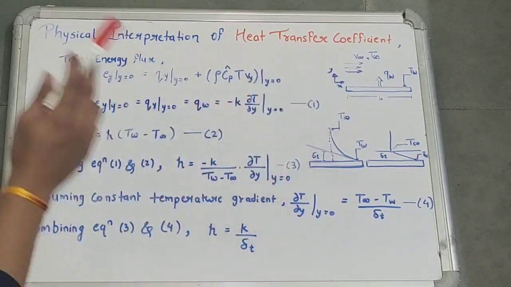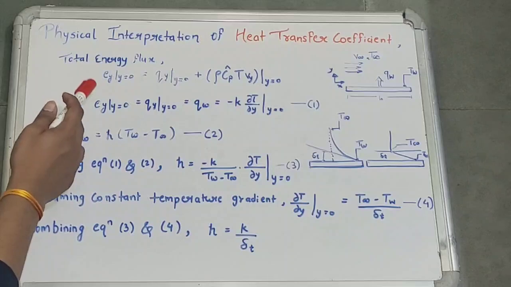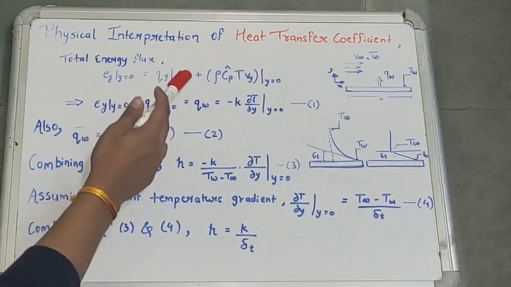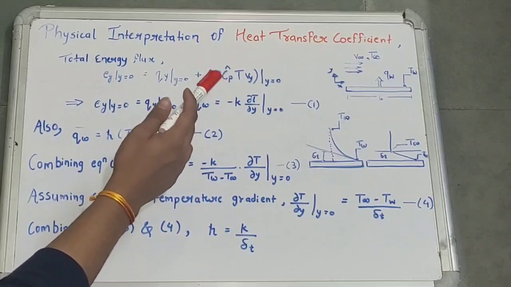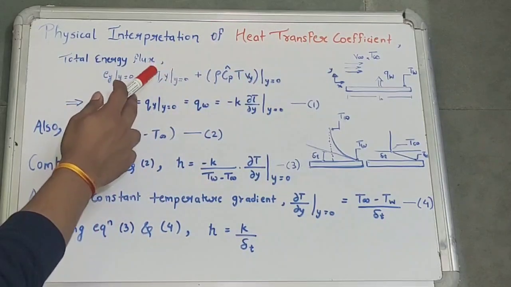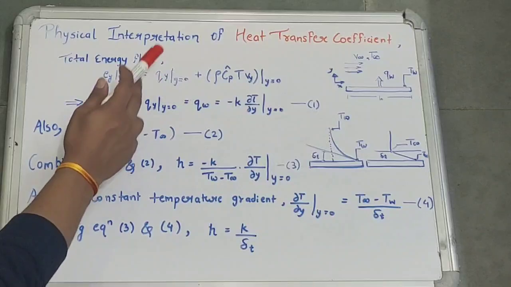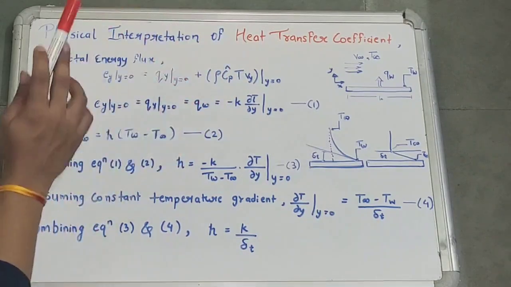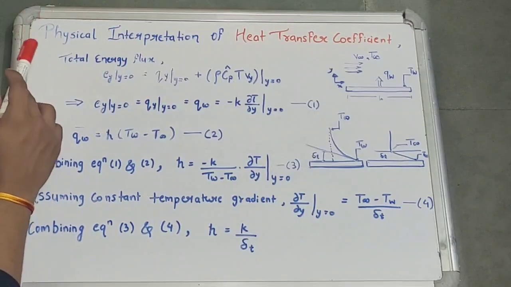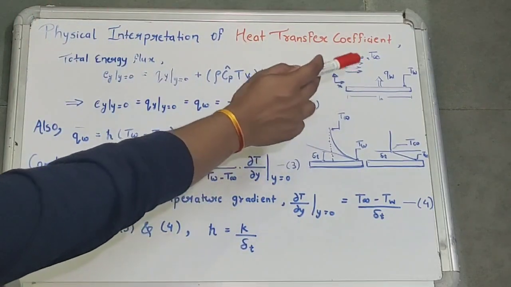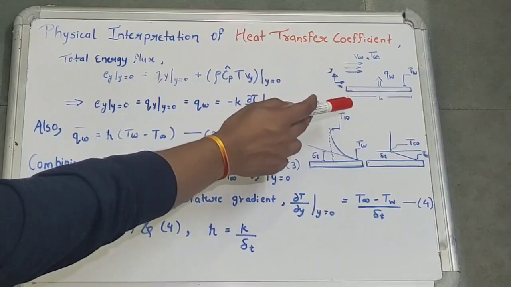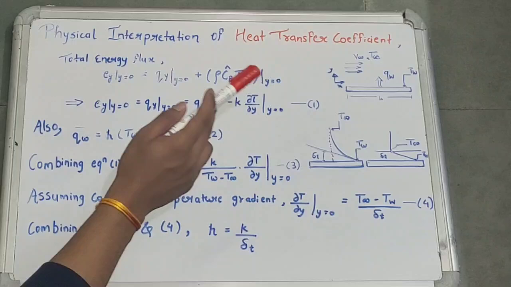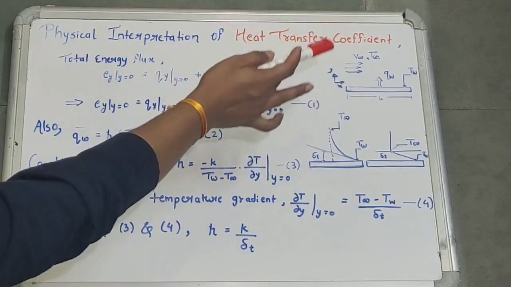This can be calculated by integrating the total energy flux at the wall over the surface area. So, total energy flux is given as Ey at y equal to 0 is equal to qy at y equal to 0 plus rho Cp T vy at y equal to 0. This is nothing but the molecular energy flux at the wall, and this is convective energy flux at the wall. As a result of no slip boundary condition at the wall, the fluid which is in contact with the plate is stagnant, and heat is transferred by pure conduction through the fluid layer immediately adjacent to the plate.